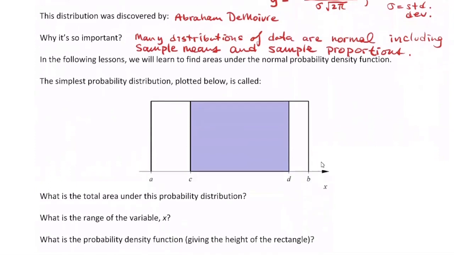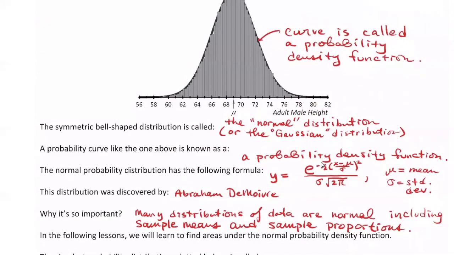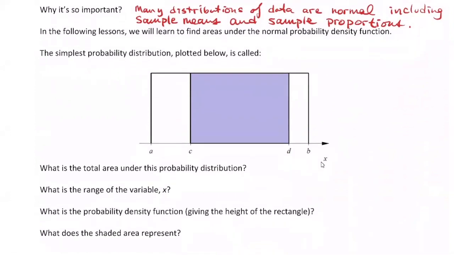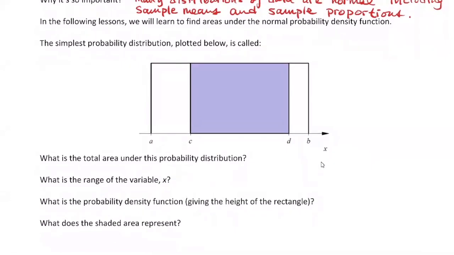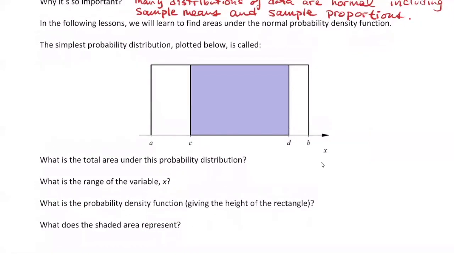Now, next it says in the following lessons, we're going to learn to find areas under the normal probability density function. Again, the curve is a density function. And the areas under the curve will be probabilities. Now, it's asking for a specific distribution here. This one's called a uniform distribution. We've talked about that word before.